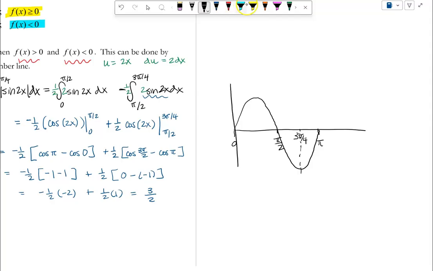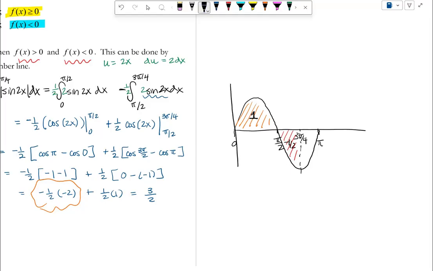So really what's happening is we know that this part of our area, this was the positive 1 that we got when we integrated. So we know that that area is 1. That came from our first evaluation. But if I didn't take the absolute value of sine of 2x, this area would be a negative 1/2.